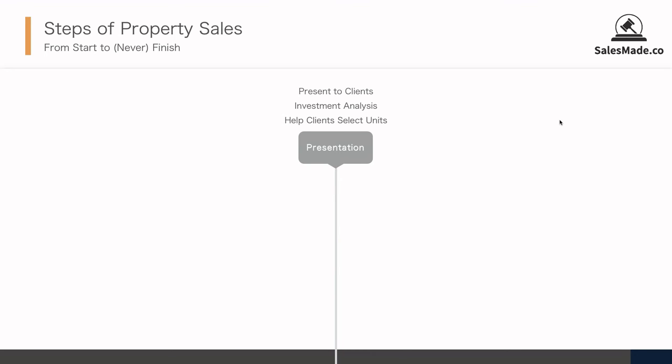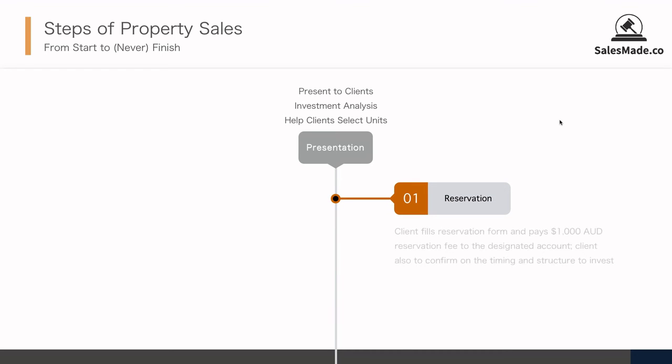So what we've done just then is basically presenting to clients the investment analysis, the project. We help the clients to select the units. So when you're about to make up your mind that you want to purchase, the next thing is that we want to make a reservation. Generally, the client will fill in the reservation form and pay anywhere between 1,000 Australian dollars to 5,000 or 10,000 Australian dollars, depending on what the price is for the actual apartment or for the property.